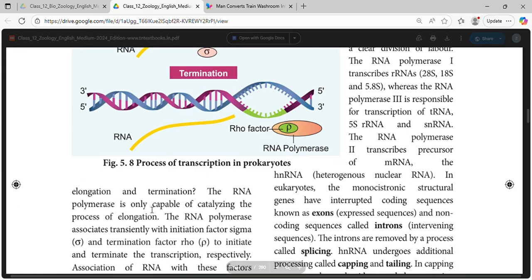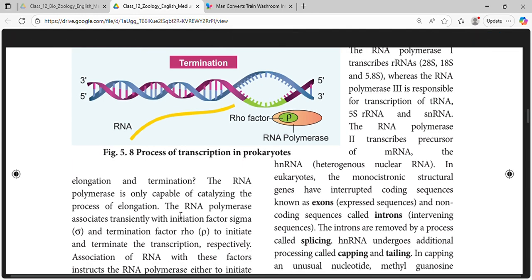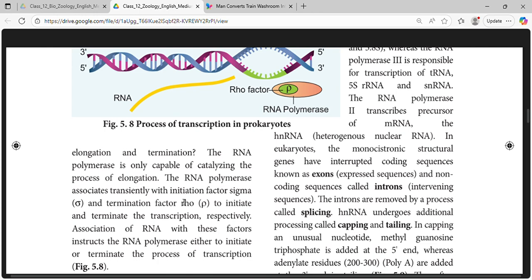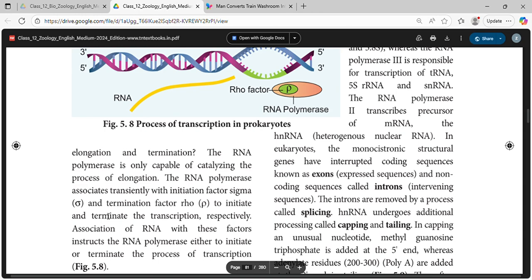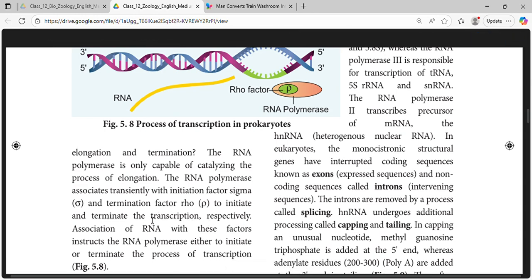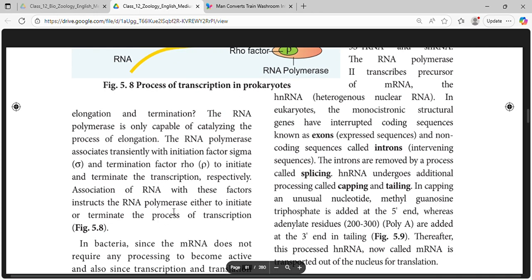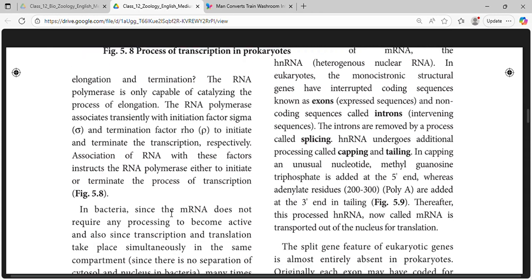The question is how the RNA polymerase is able to catalyze the three steps: initiation, elongation, and termination. The RNA polymerase is only capable of catalyzing the process of elongation. The RNA polymerase associates transiently with the initiation factor sigma and the termination factor rho to initiate and terminate the transcription respectively. Association of RNA polymerase with these factors instructs it either to initiate or terminate the process of transcription.